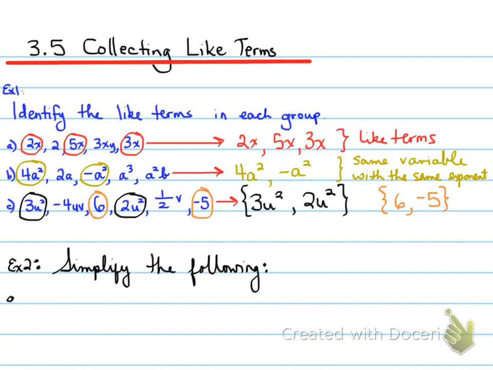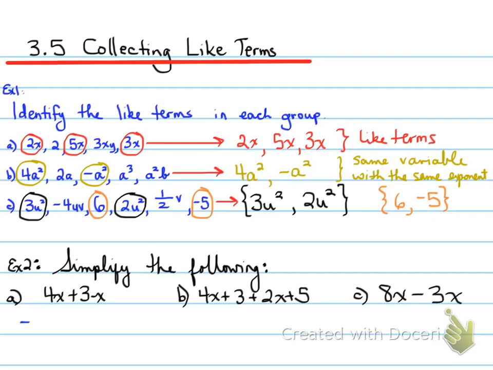Example 2, simplify the following. So here's some examples of algebraic expressions that we're going to solve. Now, here we go. 4x plus 3x. Are they like terms? Yes, they are. So 4x plus 3x is 7x.